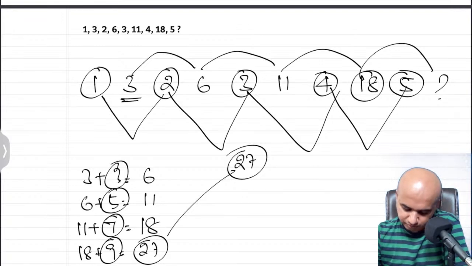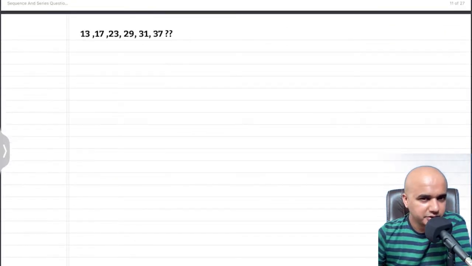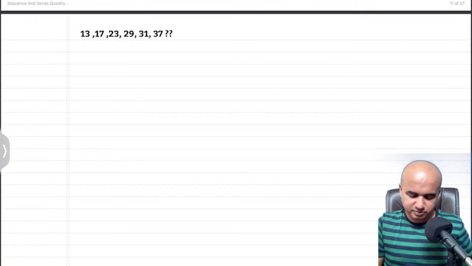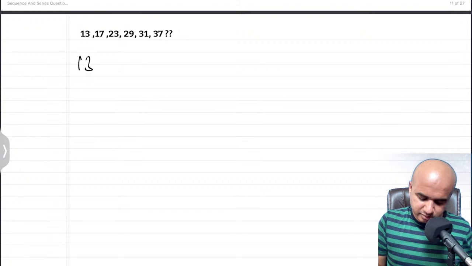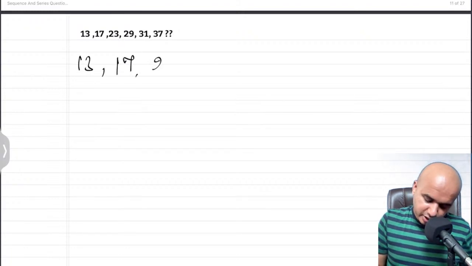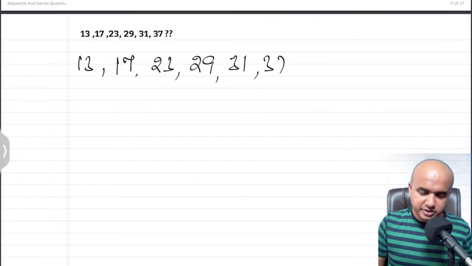Let's move on. 13, 17, 23, 29, 31, 37. 13 not divisible by anything. 17 again not divisible by anything. 23 same thing. 29 same thing. 31 same thing. 37 same thing.